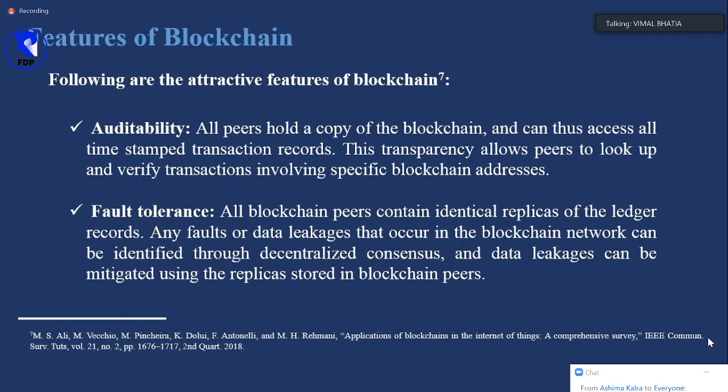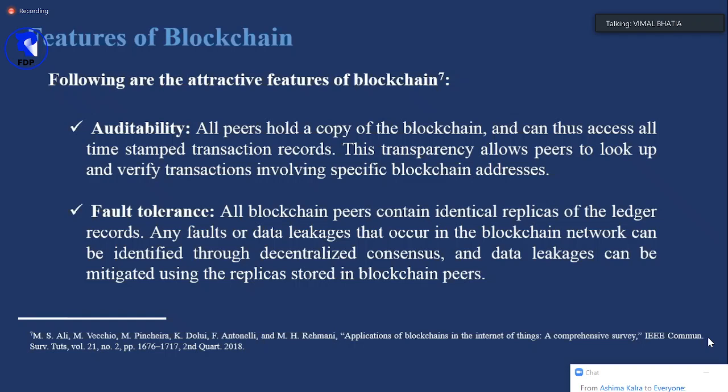Auditability. So all peers hold a copy of the blockchain and thus access all the transaction records. This transparency allows peers to look up and verify transactions independently. So it doesn't need to go again to a central store because they all have a copy. So they can check their own things and verify transactions involving specific blockchain addresses. Now, fault tolerant, because all the blockchain peers contain identical replicas of the ledger records. So any fault or data leakages that occur in the blockchain can be identified through this decentralized consensus-based method, and data leakages can be mitigated using replicas stored in the blockchain peers.